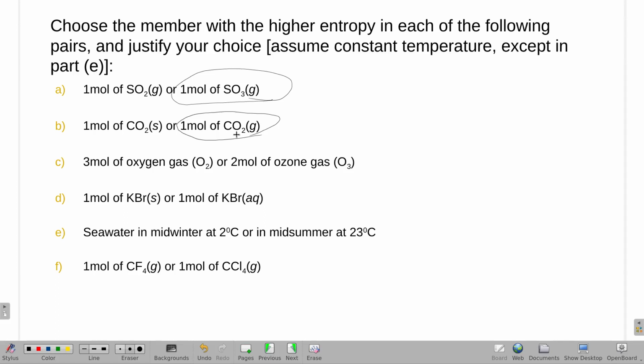Alright, the next one, 3 moles of oxygen, O2, or 2 moles of ozone, O3. Here's an interesting one. Had it just been O2 and O3, we would go with the O3 because the ozone is more molecularly complex. But here's a weird one. It's 2 moles versus 3 moles. That's just flat out more participants.